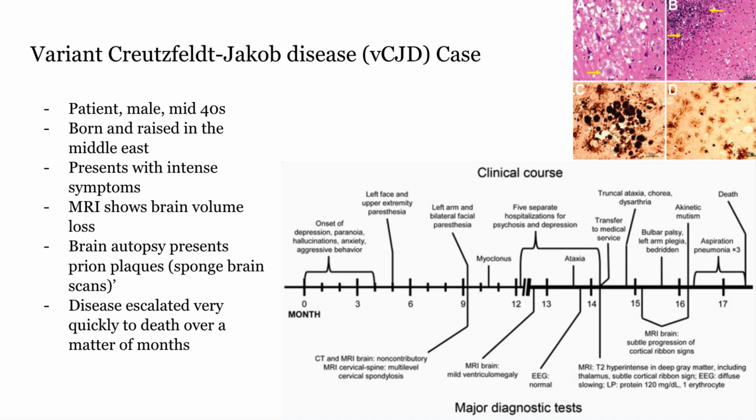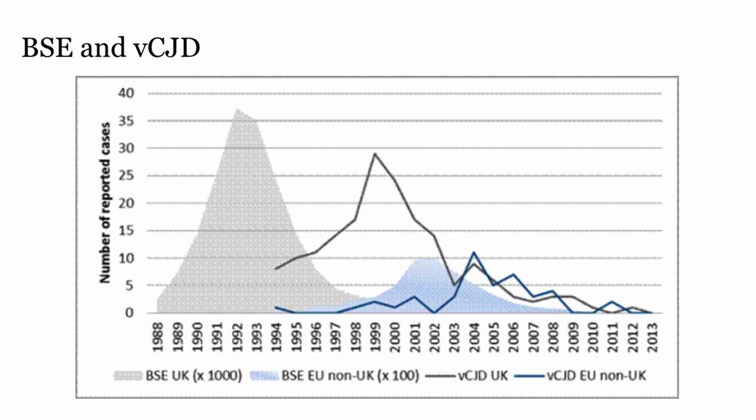And you can see on the upper right, his brain autopsy presents that prion plaque, that same spongy material, brain scans, and it just shows how this disease escalates so quickly to death over a matter of months. It's really sad. So I have some graphs here of how BSE and CJD overlap.